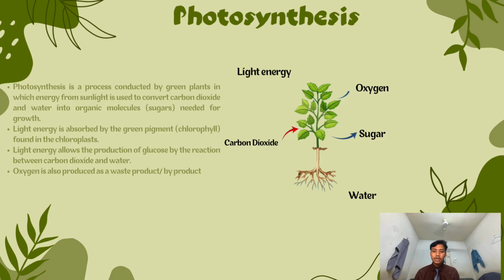Photosynthesis is a process conducted by green plants in which energy from sunlight is used to convert carbon dioxide and water into organic molecules needed for growth. Light energy is absorbed by the green pigment found in the chloroplast. Light energy allows the production of glucose by the reaction between carbon dioxide and water. For the last, oxygen is also produced as a waste byproduct.